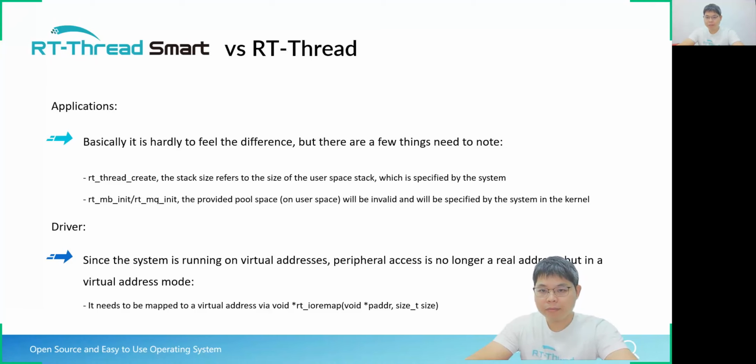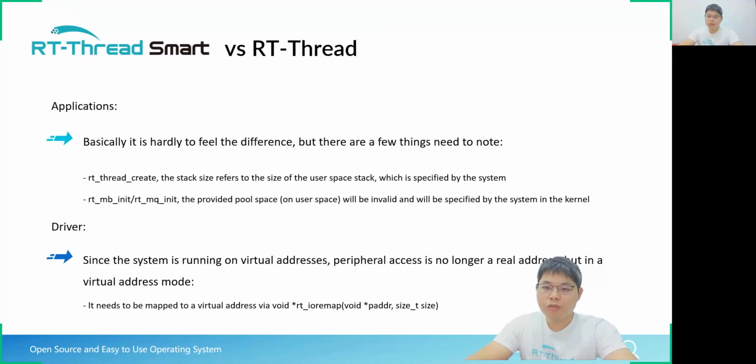Point 1. In RT-Thread Smart, for the rt_thread_create API, the stack size parameter refers to the size of the user space stack, and the kernel thread stack is maintained by the kernel itself. And point 2, for the rt_mb_init and rt_mq_init APIs, the provided pool space in user space will be invalid and will be specified by the kernel system.